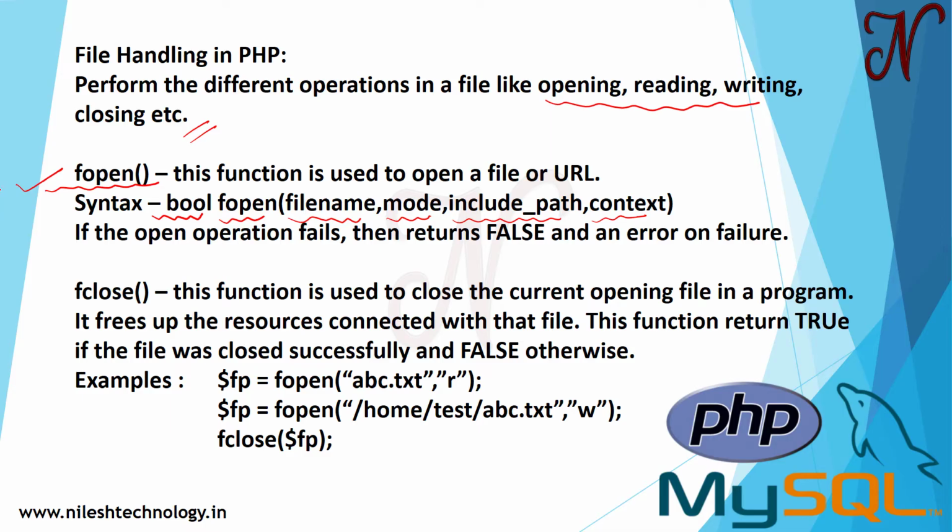There is one more function, the fclose function. This function is used to close the currently opened file in a program. It frees up the resources connected with that file. This function returns true if the file was closed successfully and false otherwise. So these are some examples. We open the file, here we pass the file name, and this is the mode, read mode. So this file is in the current directory. If the file is in another directory, then pass here the path and then the file name, and here this is the mode, write mode. After the operation on that file, we close the file with the fclose function.